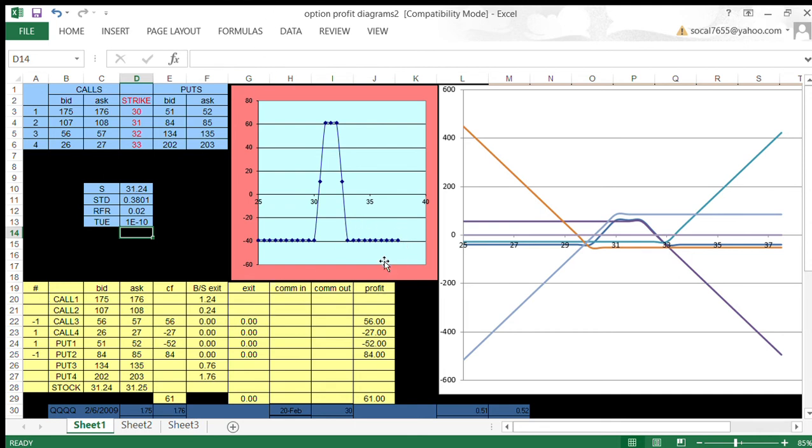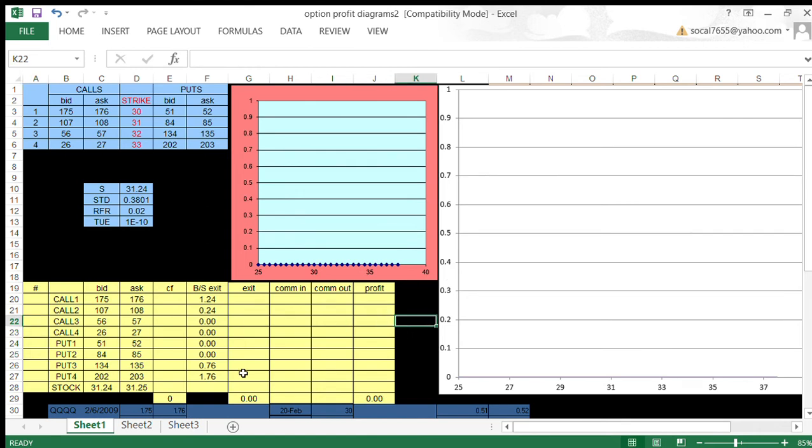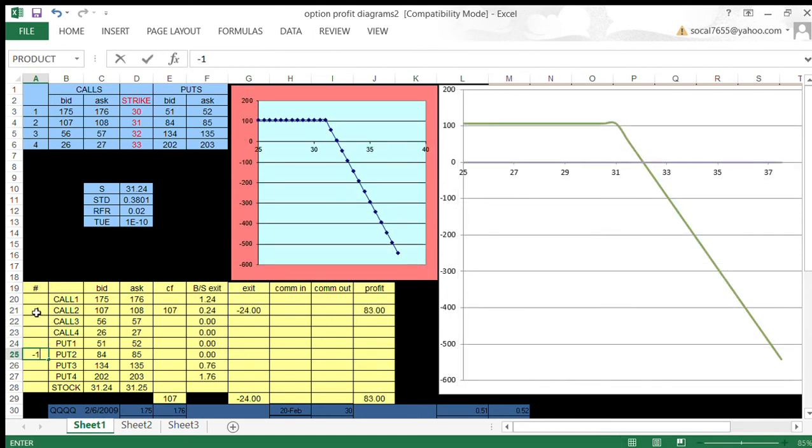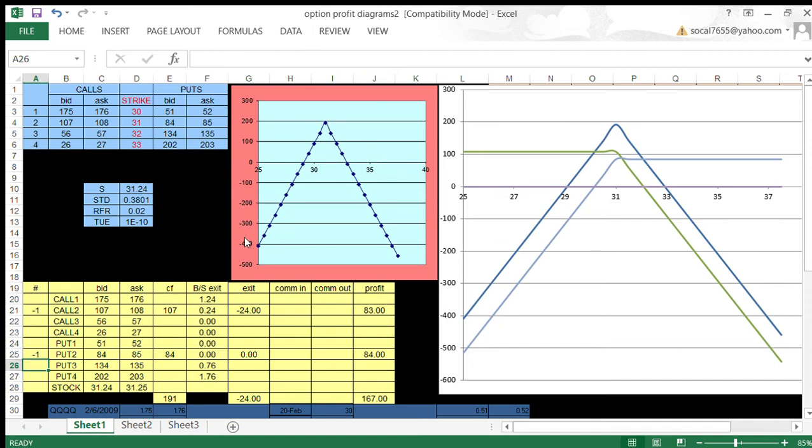And so, straddles and strangles and this condor, those are several combinations. Let's look at one more: butterflies. And a butterfly is probably best understood this way. Let's assume we start with a short straddle, or short call 2 and short put 2. Then we get nervous about this large but limited loss and this potentially unlimited loss if stock price takes a moonshot toward infinity.